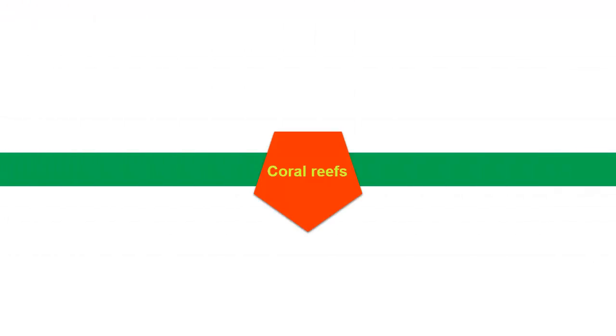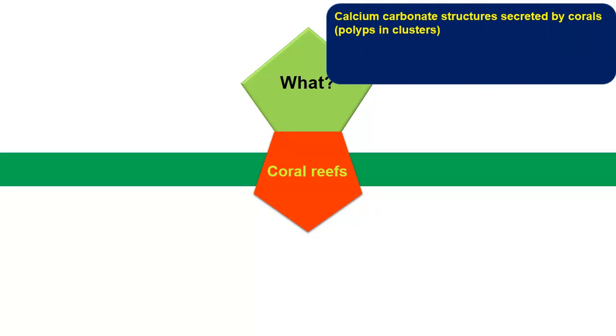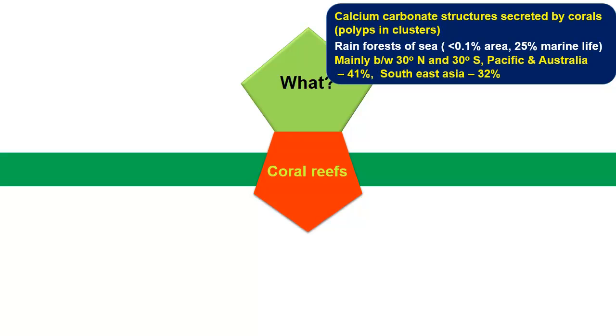What are coral reefs? These are calcium carbonate structures secreted by corals. What are corals? These are polyps who live in clusters. What are polyps? Tiny marine animals. These are also called rainforests of the sea because with less than 0.1% of the ocean surface, it gives shelter to more than 25% of marine life. And mainly found between 30 degree north and 30 degree south. That means in tropics. Pacific and Australia contain the highest percentage, that is 41%, and Southeast Asia 32%.